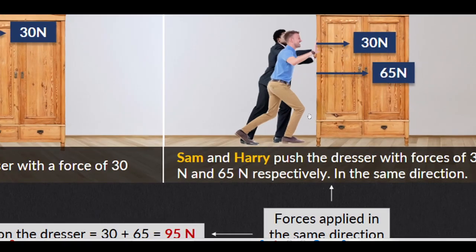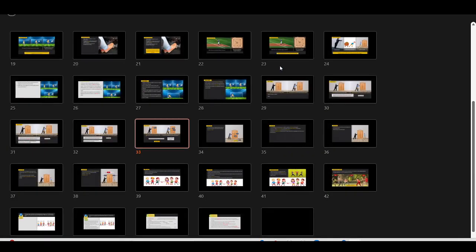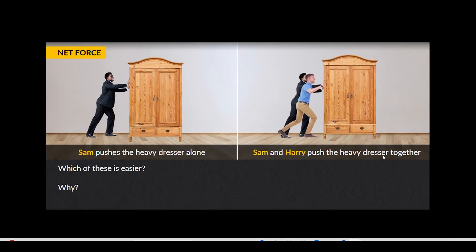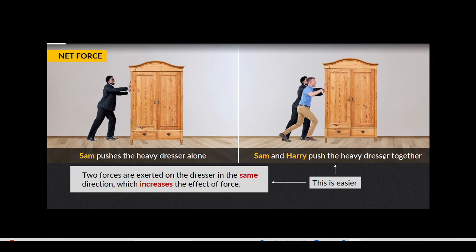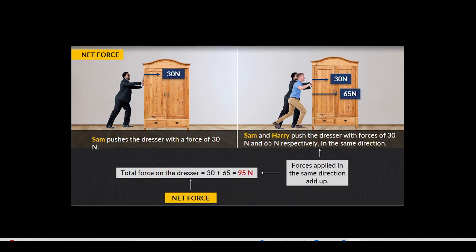Can you see this capital N? Yes. So this capital N is for Newton, like 95 Newton. Newton is the unit of force because Isaac Newton, the scientist, discovered the gravitational force, and he gave many laws. Because he discovered the force, the unit is named after him.